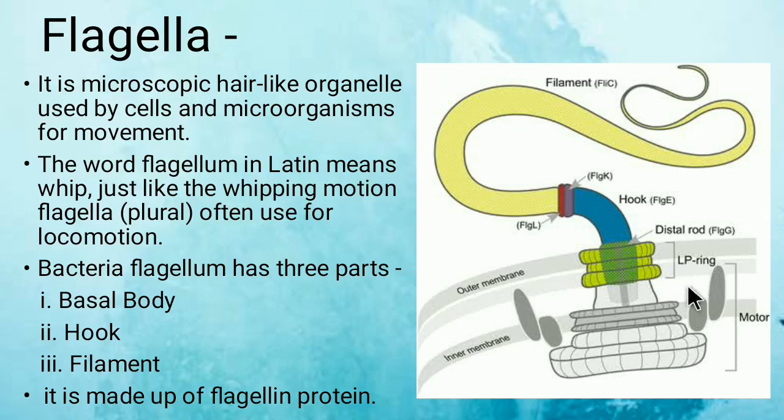This is the basal body. This part is called hook and the rest is called filament. It is made up of flagellin protein.